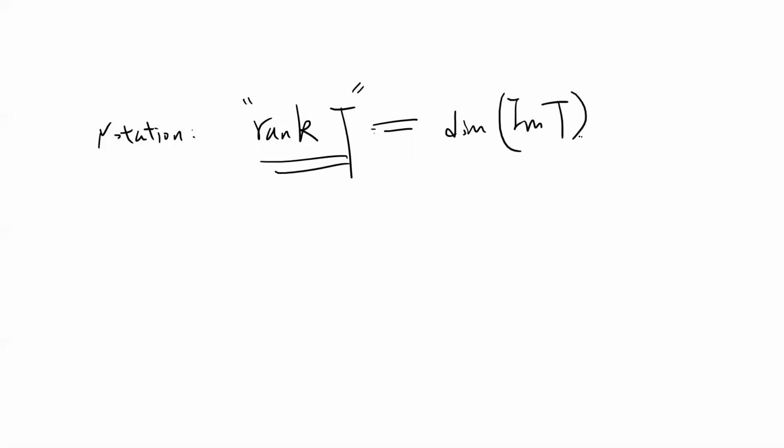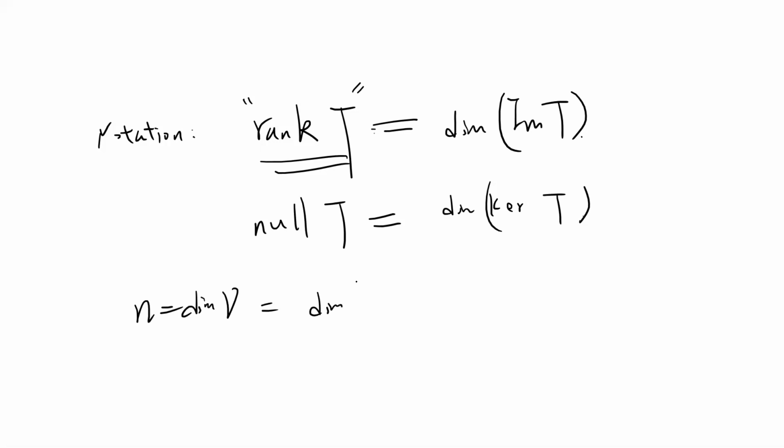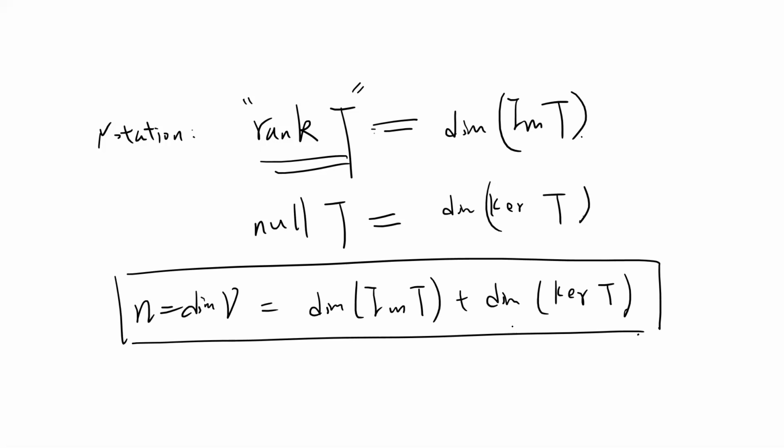So that's final, just a simple remark on notation. People like to define the rank of T, which is just the dimension of the image of T, and the nullity of T, which is just the dimension of the kernel of T. So the theorem says that the dimension of V is the same as the dimension of the image of T plus the dimension of the kernel of T. This theorem is a famous result, maybe the most important theorem in linear algebra.